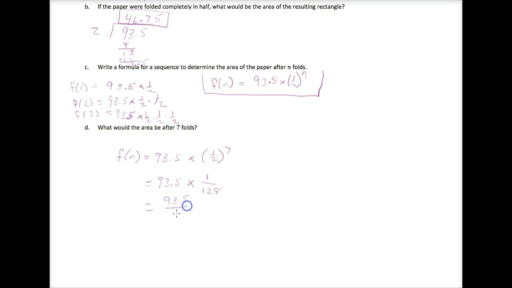93.5 divided by 128. Can you see that the numerator is smaller than 128? So we're expecting a value less than 1. And what we find out is it's 0.7304 6875. You don't really want to know. So folding a piece of paper in half 7 times is going to give you a very small number.